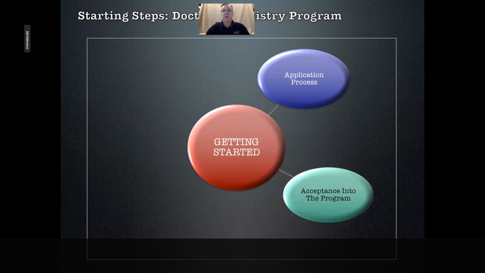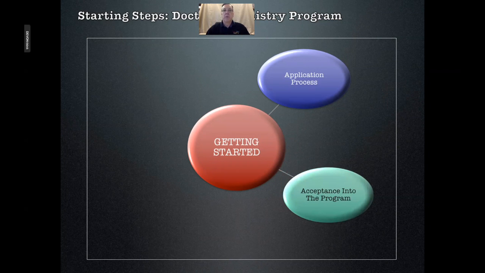Also, in getting started, you need to be accepted into the program. Once you've applied and sent your application in, then we will have our admissions committee look at your application and see if you meet the requirements for admission into our program. The requirements for admission are a 3.0 within your master's degree, and then also we require that you have 3 years between your master's degree and the beginning of the doctoral program.